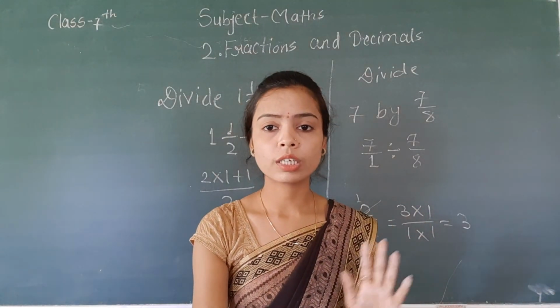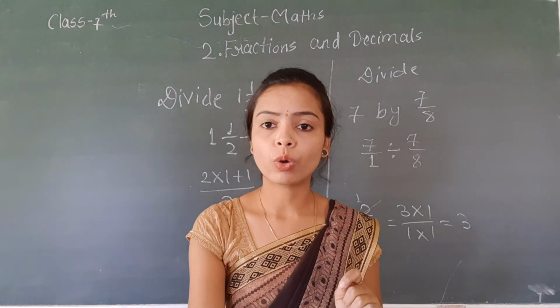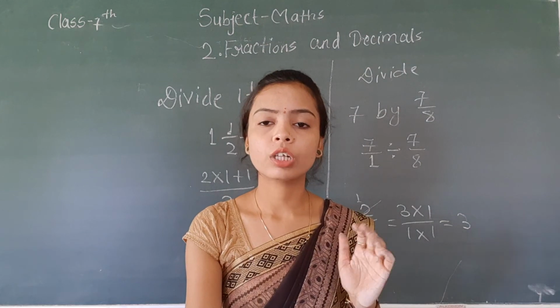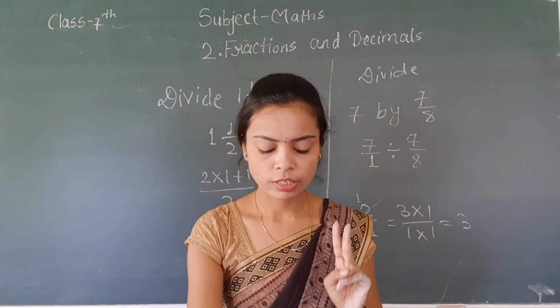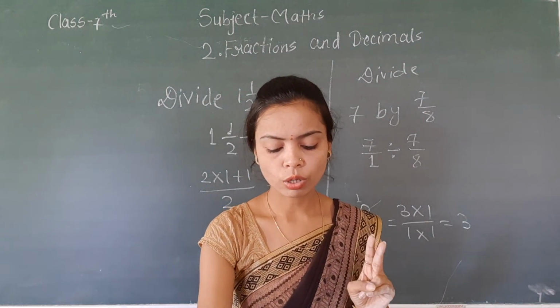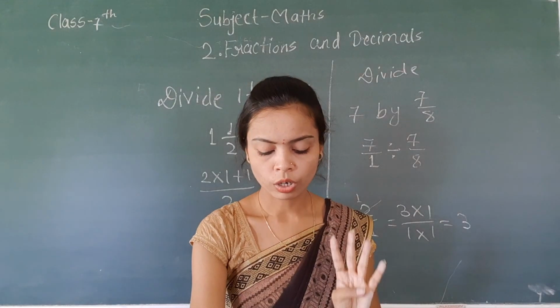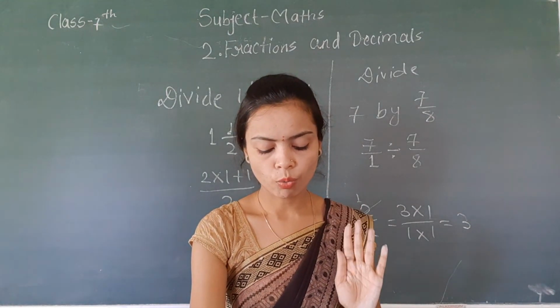और कौन सा नंबर होता है जिसका रेसिप्रोकल नहीं होता है? The number which doesn't have a reciprocal is 0, and the number having the reciprocal itself is 1. So remember these 2 points and solve question number 1, 2. Okay, solve question number 1, 2, 3, 4. They all are homeworks for you. Question number 1 to 4 are homeworks for you.